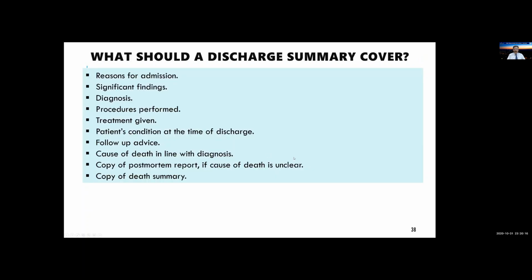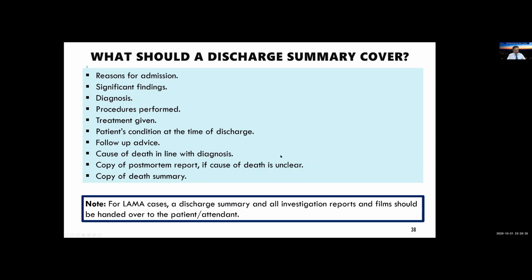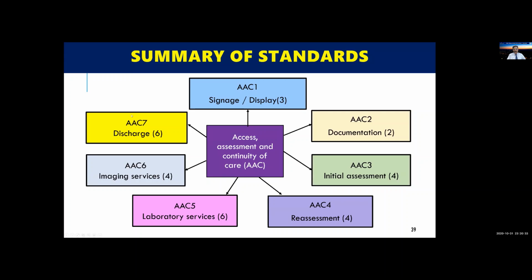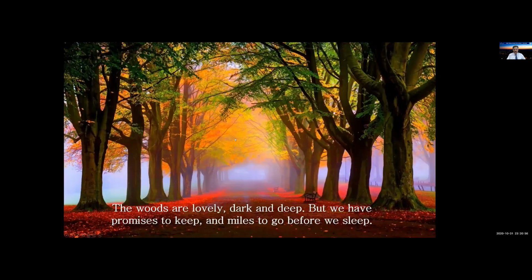So what should a discharge summary cover? This is the overview of the various parameters required for a discharge summary for all patients, including LAMA, discharge summary, and all investigation reports should be handed over to the patient. To sum up, AAC is the first chapter of NABH Eye Care Standards. These are the overview of the 7 standards and objective elements. These are the important aspects: signage and display, and documentation, initial assessment, reassessment, the laboratory services, imaging services, and discharge process.